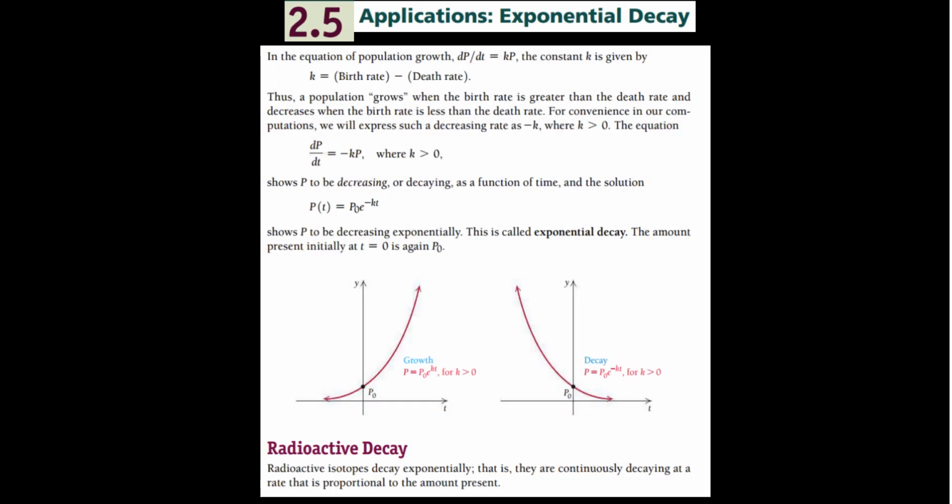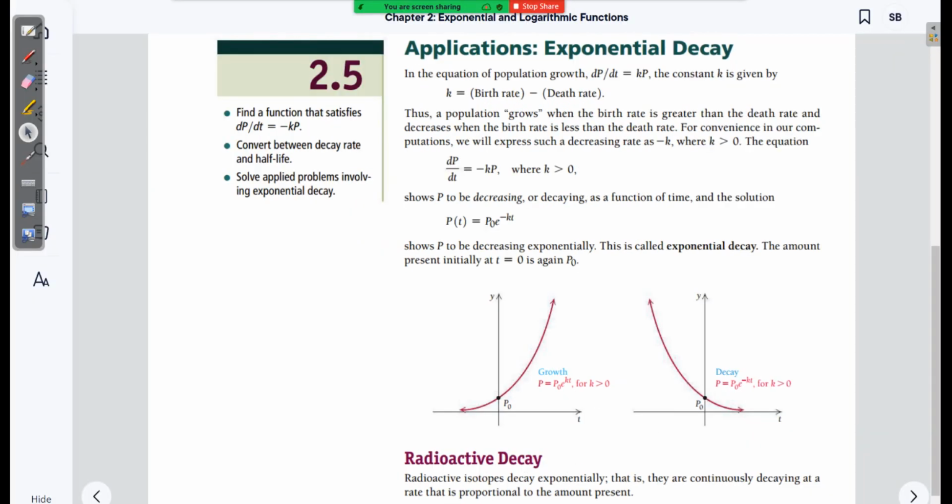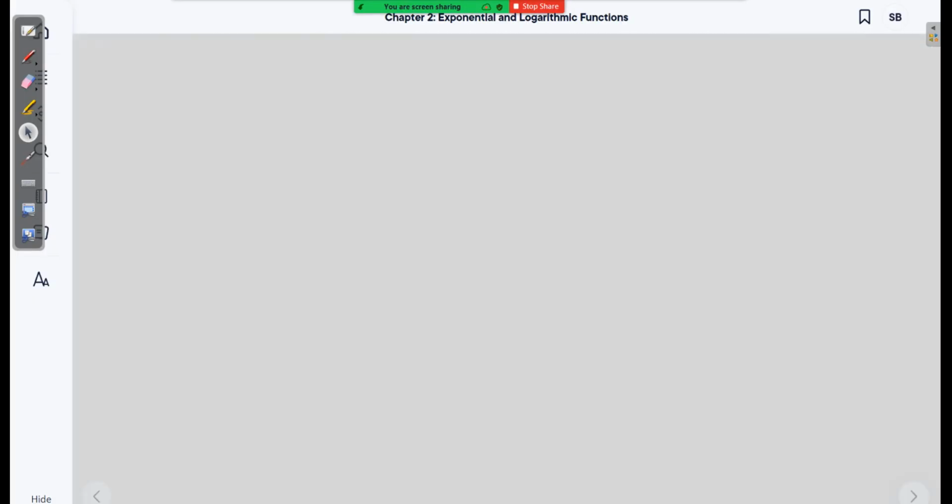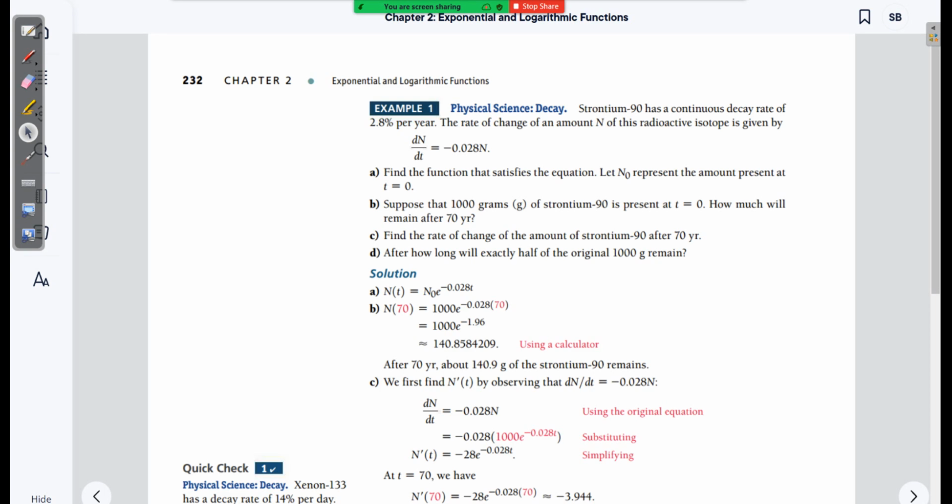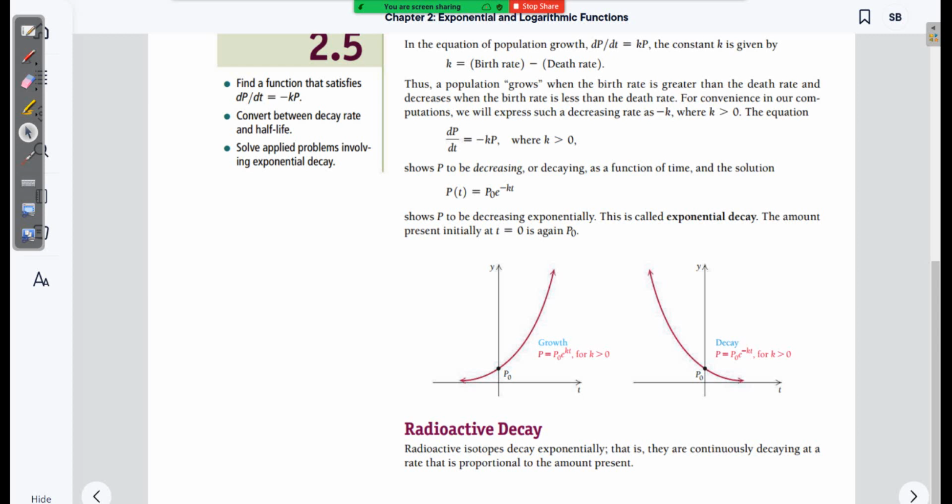Alright, so here we go. Starting from the top. We don't necessarily have to read over this. Let's not read over that. But we will talk about radioactive decay down here at the bottom. So let me move that out of the way for a second. So radioactive decay, radioactive isotopes decay exponentially. That is, they're continuously decaying at a rate that is proportional to the amount present. And that's just how all radioactive isotopes are. And oh, that's what I probably missed. Okay, so yeah, I knew there was a reason why I snipped that.